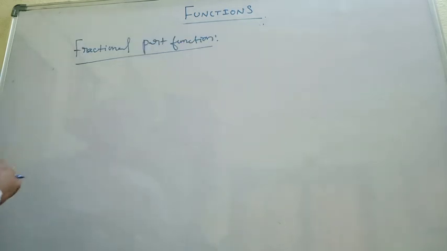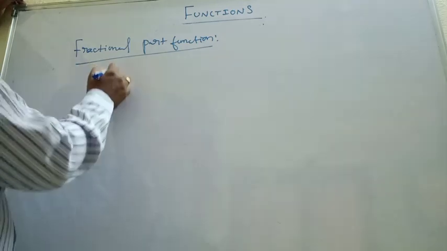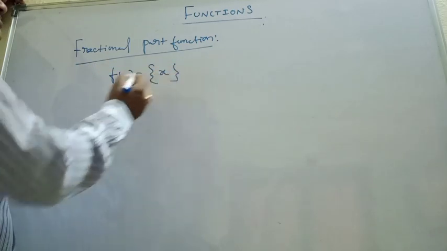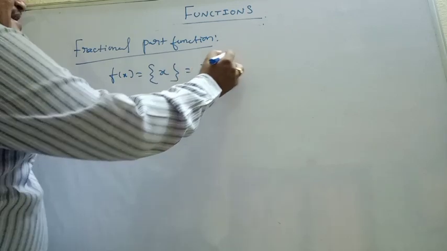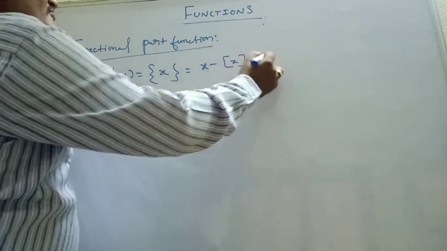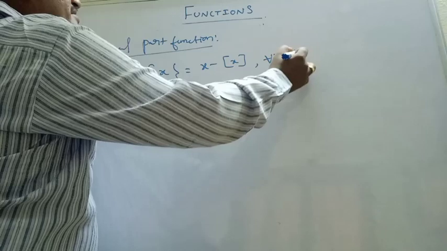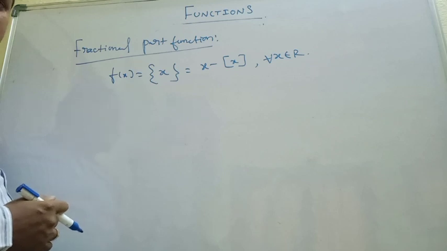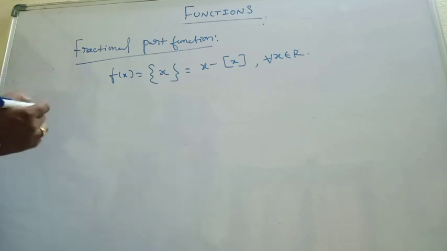Now we have another one, the fractional part of a function. This is defined as f of x equal to {x}, which is x minus floor of x for all x belonging to R, real numbers. The fractional part of x is x minus floor of x for all x belongs to R. This will give you only the fractional part as output.